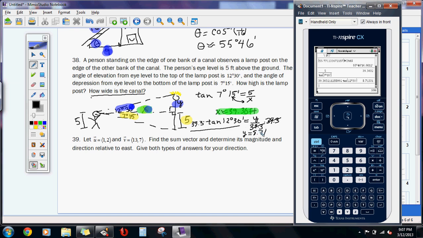8.71. Now, don't get too excited. That's not the answer. That's just the y value. So there's two answers to this problem because there's two questions. How high is the lamppost? Not 8.71, but what we want to do is we want to add 5 to that because that's this area plus the 5, 13.71 feet. And that was the trickier part of this problem, was finding that. Now the other question, how wide is the canal, we already answered for our x value.